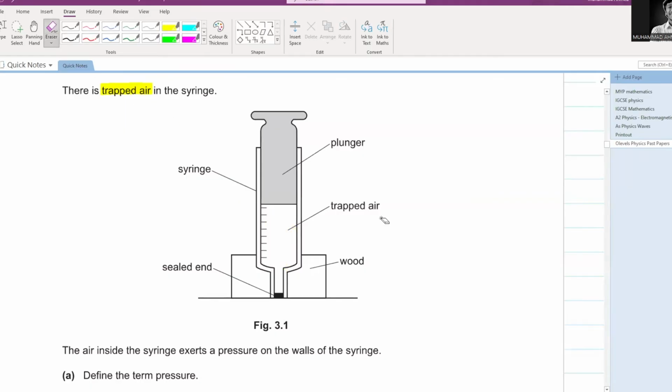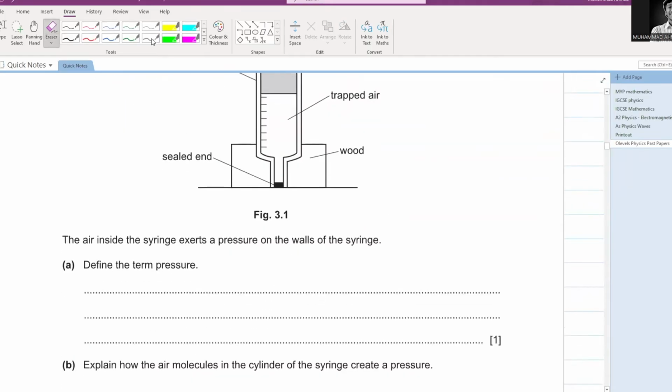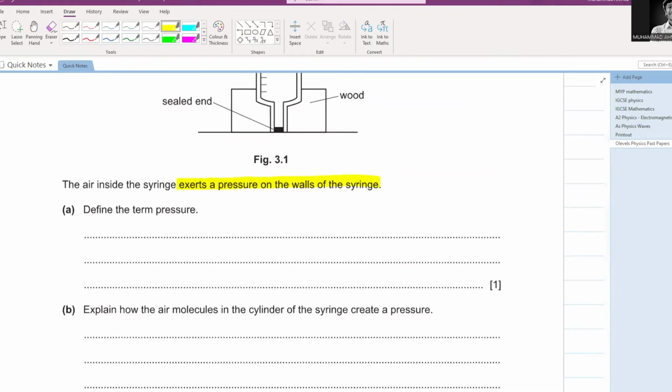Perfect. The air inside the syringe exerts a pressure on the walls of the syringe. Define the term pressure. Okay, what is pressure? Pressure can be defined as force per unit area. Force per unit area is your pressure. Perfect. Nothing complicated. आगे बढ़ते हैं बेटा.